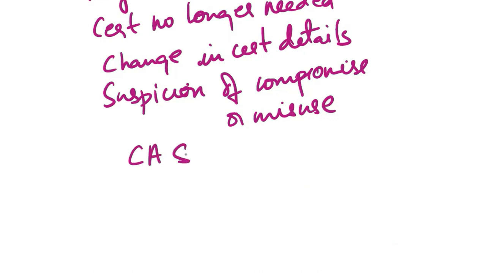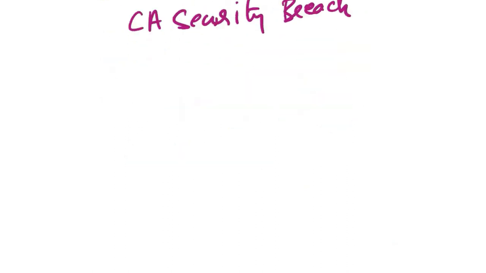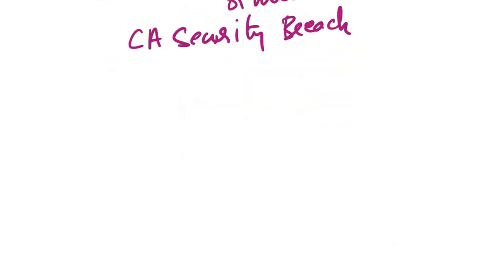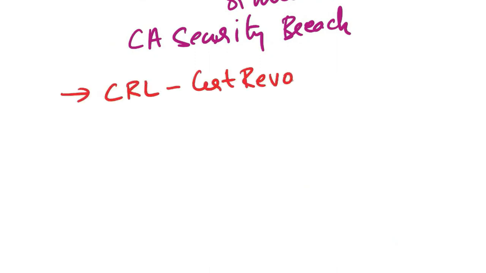Next is CA security breach. If the CA itself is compromised or experiences a security breach, all certificates issued by the CA must be revoked for security reasons. Now let's see how this can be done. There are different methods. Let's see them one by one. First is CRL. It stands for Certificate Revocation List. A CRL is a periodically updated list of revoked certificates issued by a certificate authority. CRLs are digitally signed by the CA to ensure their authenticity.